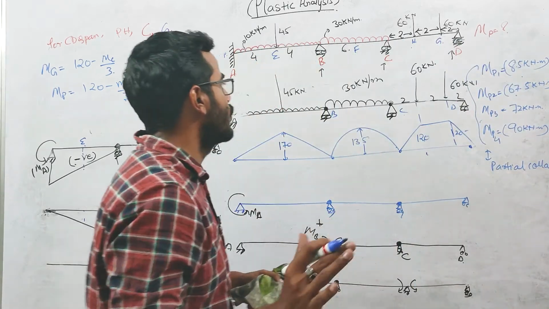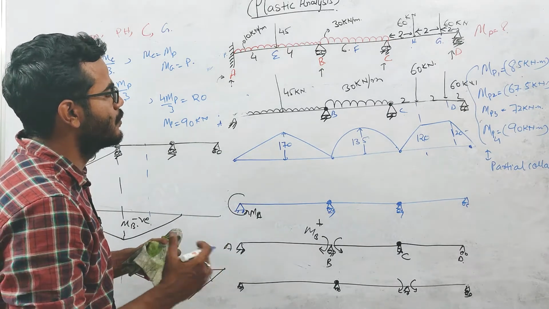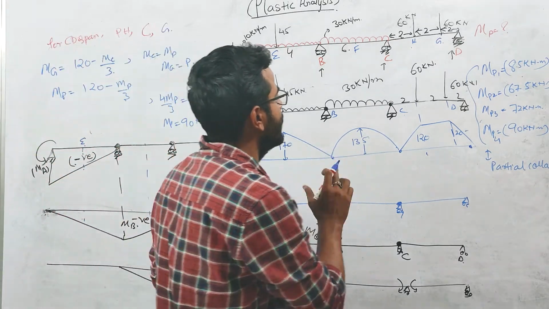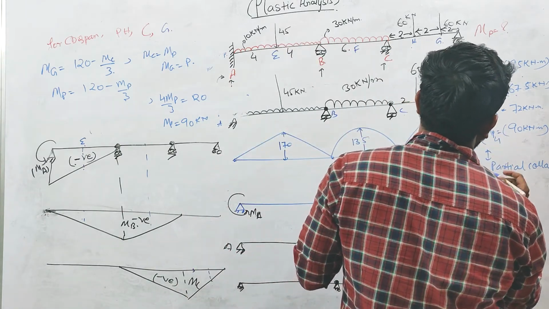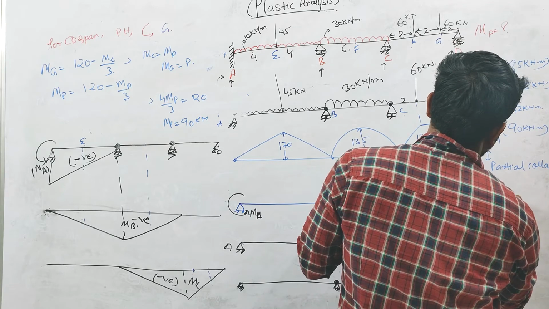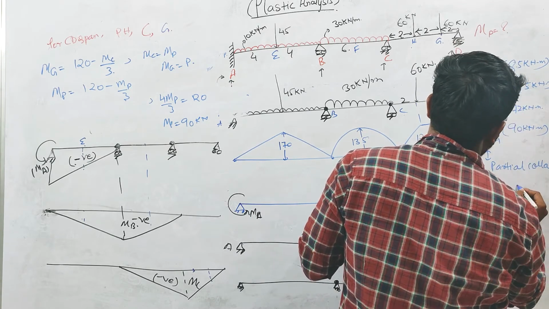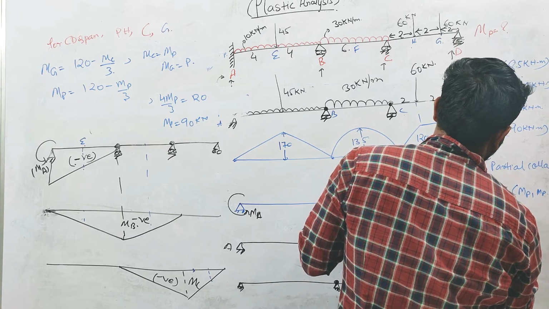What is meant by partial collapse? It means individual spans are failing. I'm not saying that there is complete collapse of the structure. If you calculate the plastic moment capacity using complete collapse, this value will be minimum. So this value, let us suppose MP5, will be less than all these values, MP1, MP2, for complete collapse.